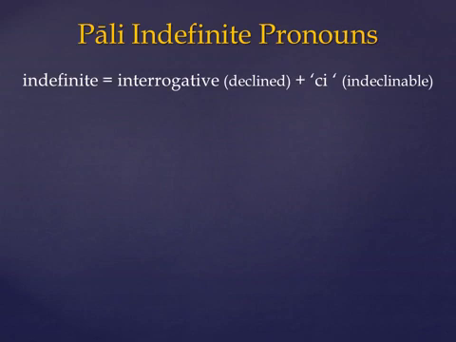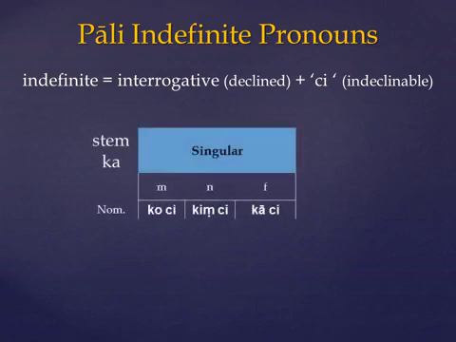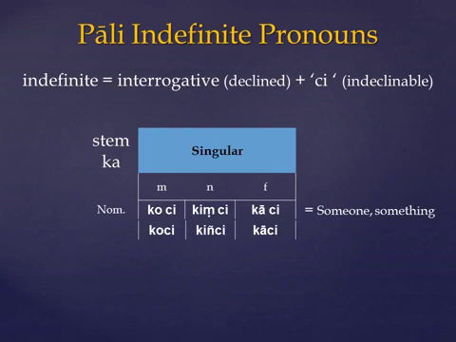So, the interrogative pronoun is based on the stem ka. And if the particle chi follows an interrogative pronoun, that makes it indefinite. In practice, though, the particle chi is nearly always joined with the pronoun itself. So we get kochi, kinchi, kachi. The important thing to understand here is that the interrogative pronoun declines according to the function that it's playing in the sentence. And the particle chi is added to the end of that and is itself indeclinable.